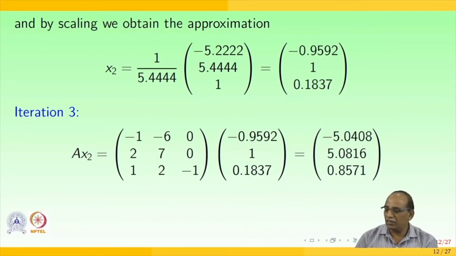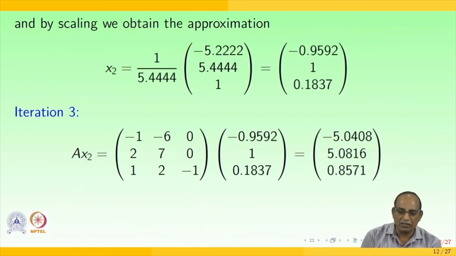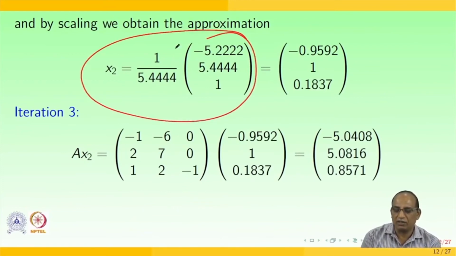And by scaling, you see the bigger value is 5.4444, so you scale it. X2 is 1 by 5.444, so when you divide with this vector you do get 0.9592 and 1 and 0.1837.